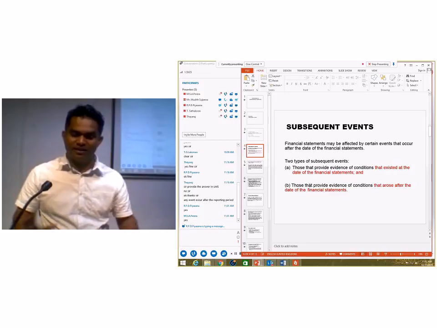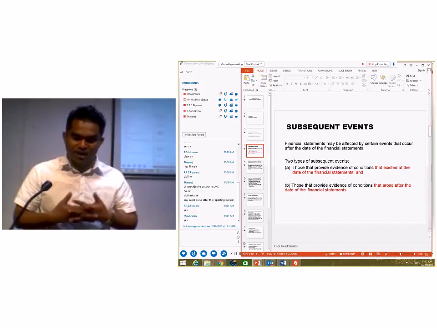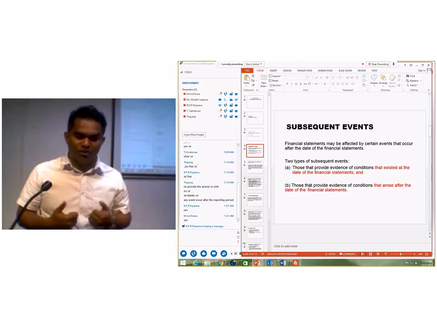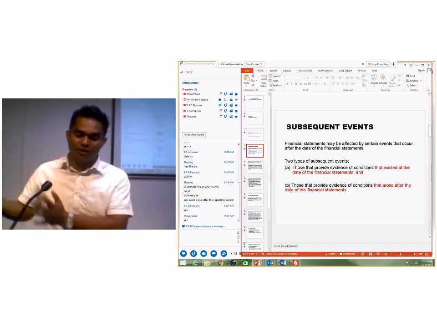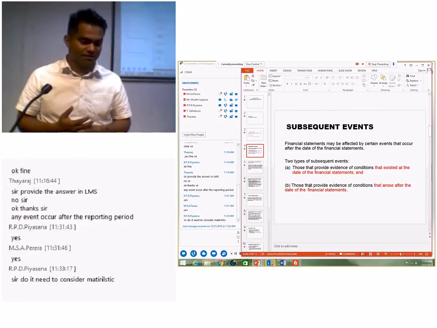This is the classification, in simple terms, of adjusting events and non-adjusting events. Those that provide evidence of conditions that existed at the date of the financial statements, and those that provide evidence of conditions that arose after the date of the financial statements. Therefore, you want to consider whether we want to adjust in the financial statements any events happening subsequent to the financial period, or whether you want to make a disclosure on that if it is material in the financial statements.